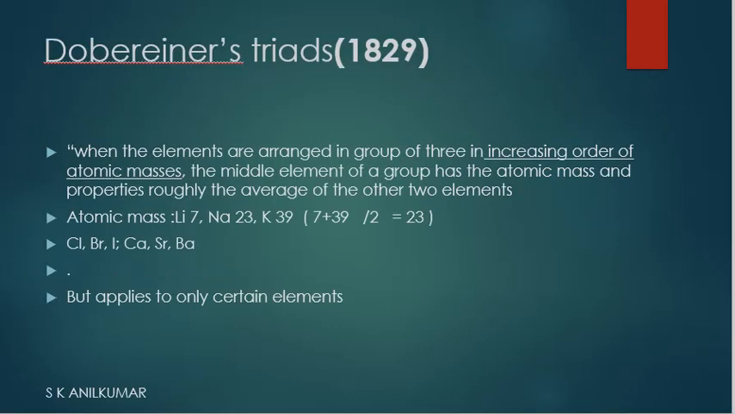So then came Dobereiner's triads. Triads means what? Groups of three. So lithium, sodium and potassium, Li, Na and K, are the three elements that we took. Now what are these Li, Na and K? These are nothing but the symbols used to represent the elements.